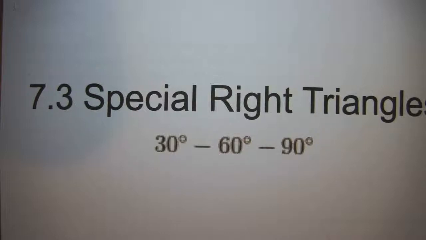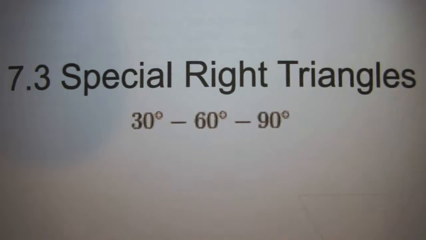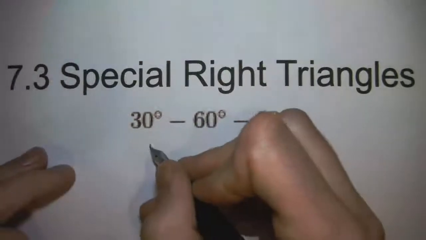Today we're going to be looking at special right triangles again. Today we're going to look at a different sort of right triangle. So we're going to look at what's known as the 30, 60, 90 triangle. As the name would suggest, our triangle will look something like this.